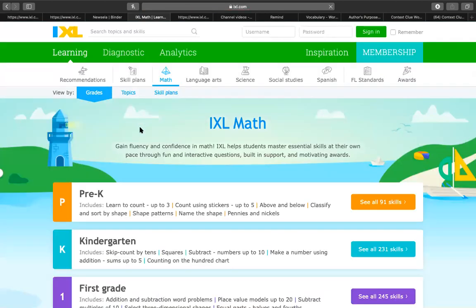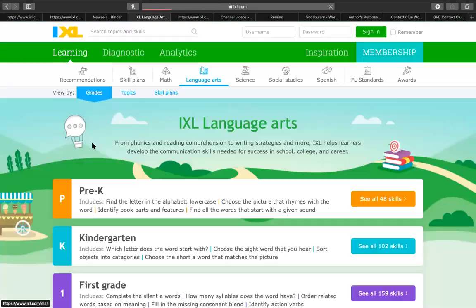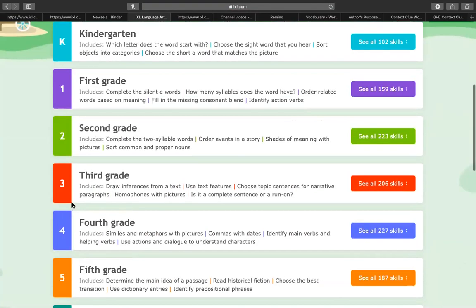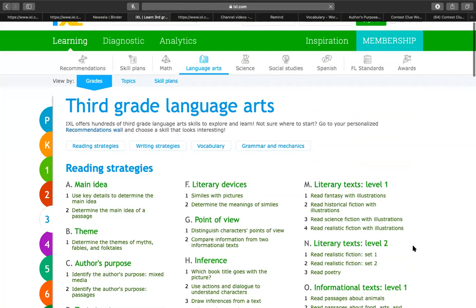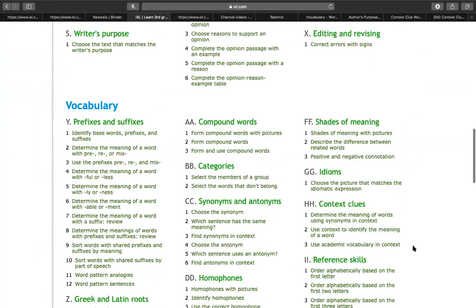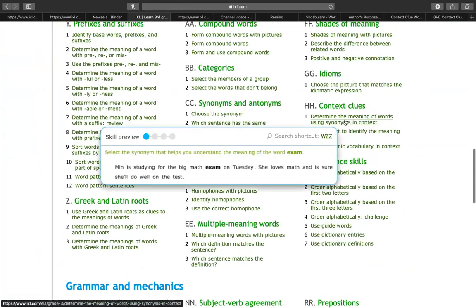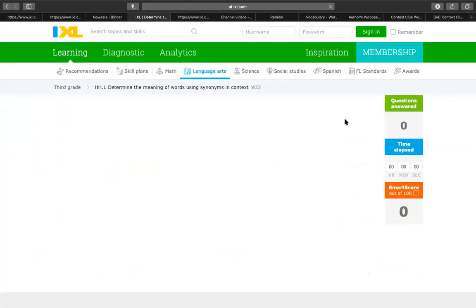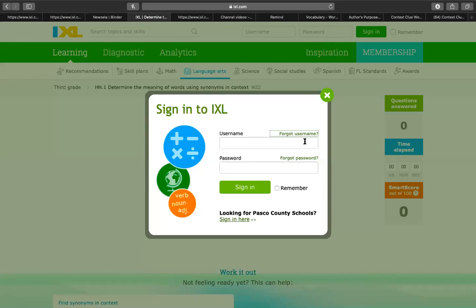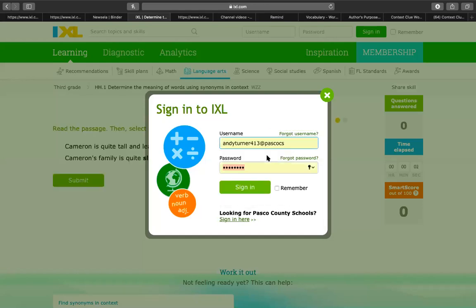Real quick, we are going to go to language. We are going to go to third grade, just for practice together, and then we're going to double H. Let's find it, context clues. We're determining the meaning of words using synonyms. So this is specifically synonyms. You will help me out with these, and I apparently need to sign in again.